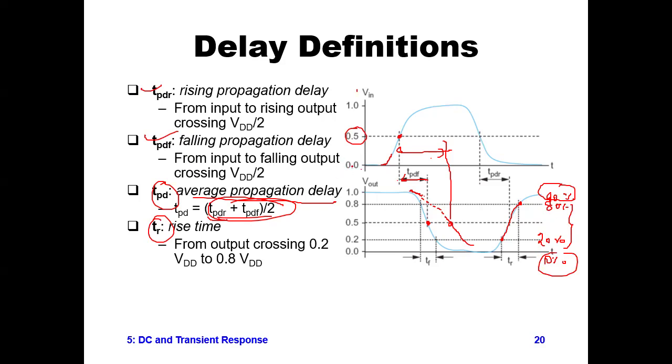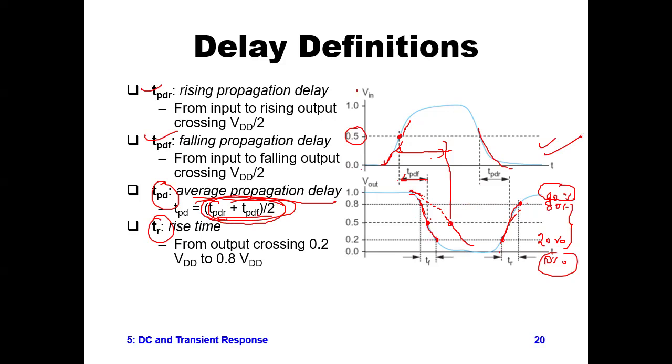So there are four definitions. One is rising propagation delay, where the output is rising and the input is falling. There is falling propagation delay, where the output is declining and the input is rising. There is rise time, where the signal rises from 20% to 80%, and there is fall time, when it goes from 80% to 20%. And then there is the average propagation delay, which is the rising propagation delay plus the falling propagation delay, divided by 2. That is how we talk about all the definitions of delay.